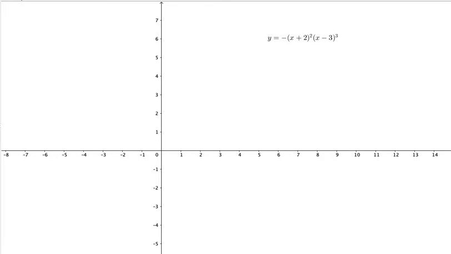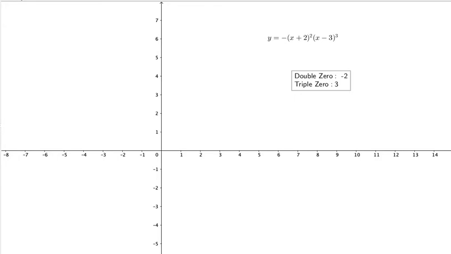So if I'm just going to take a look at the polynomial y is equal to negative (x plus 2) squared times (x minus 3) cubed, what I'm able to see from that immediately is my zeros. I have a double zero at negative 2 and a triple zero at 3. So I will make note of that here: a double zero and a triple zero.